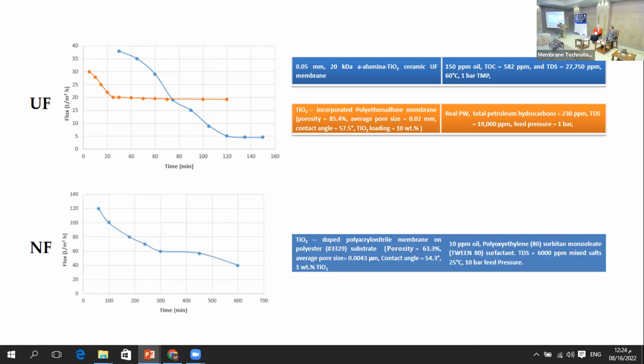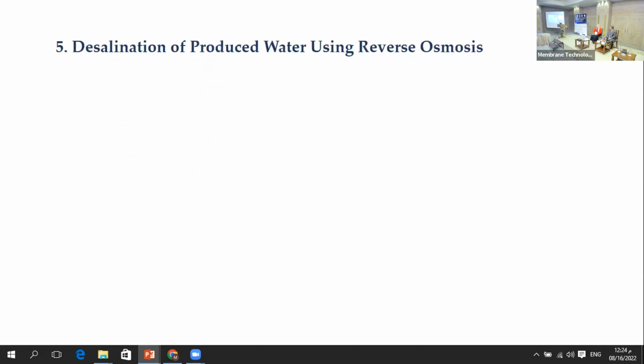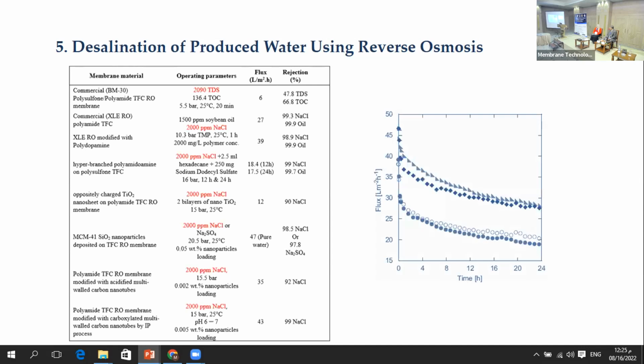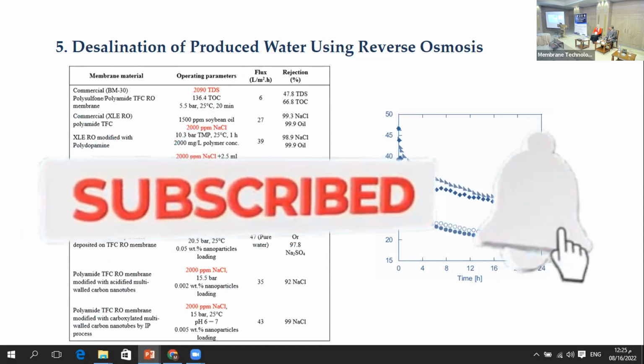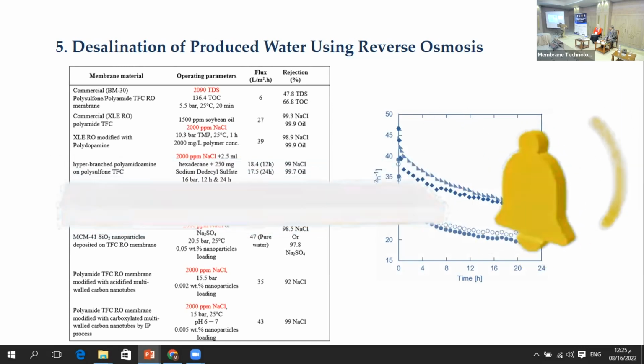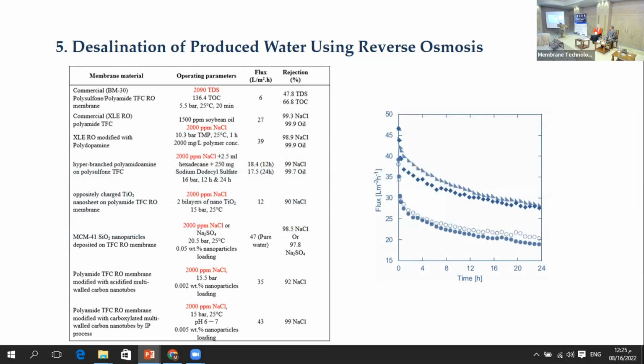Non-filtration membranes, in addition. However, surprisingly, the RO process, which accounts for almost 5% of the global desalination technology, finally fails in treating produced water. As you can see, most of the research that has discussed treating produced water with reverse osmosis only considers a very small amount of salts, only 2000 ppm, parts per million, which is nothing to resemble the produced water.